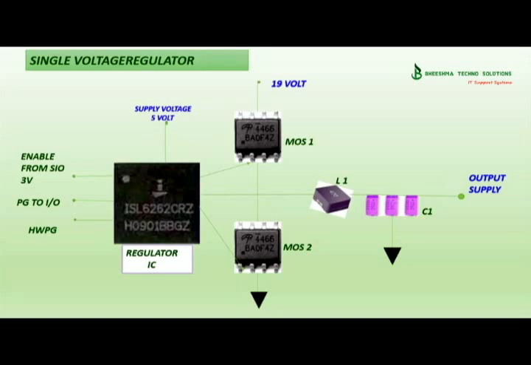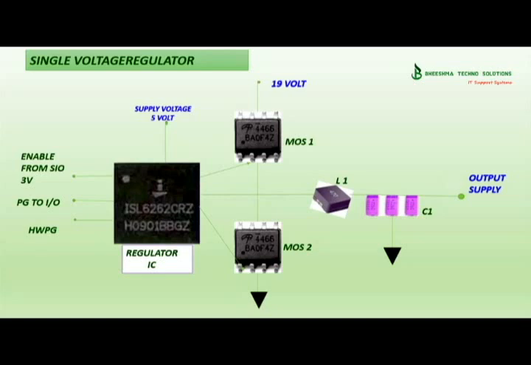Gates of both MOSFETs are connected to the regulator IC. The source-drain junction is connected to the coil and capacitors. Output is taken from this point.